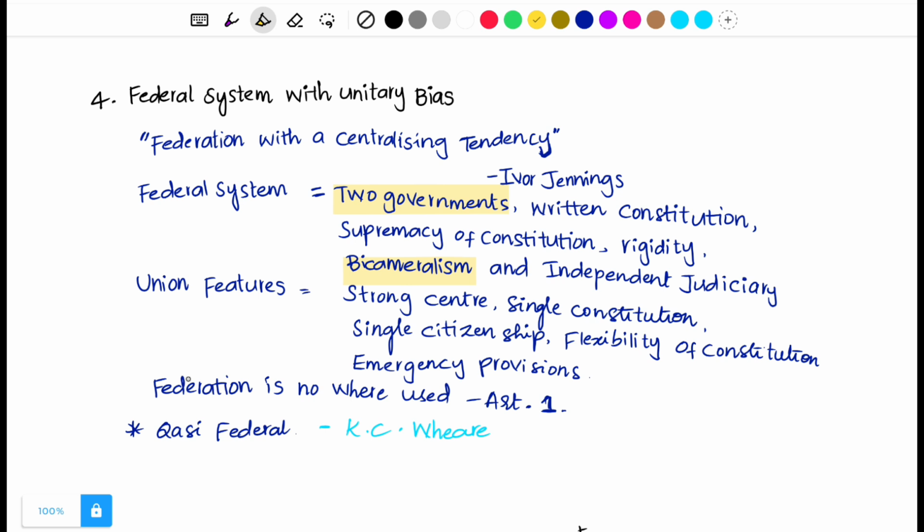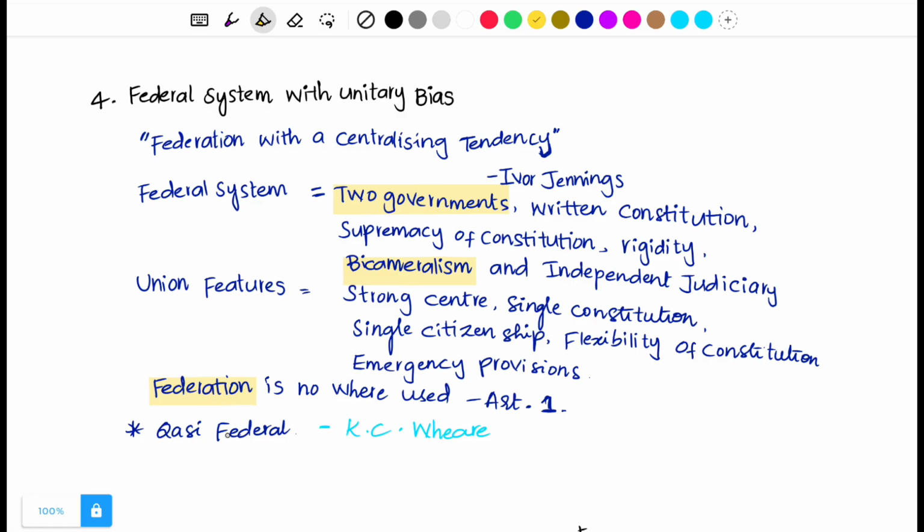There is a slightly unitary bias in the Indian constitution. And also the word federation. Students, you should keep this word in mind. We are not a federation. That means we have not formed as a state by the fact or by the matter of agreement. In the USA, the states combinedly agreed to form a country, but India is not like that.